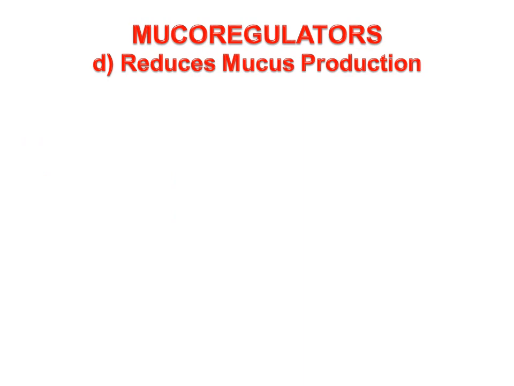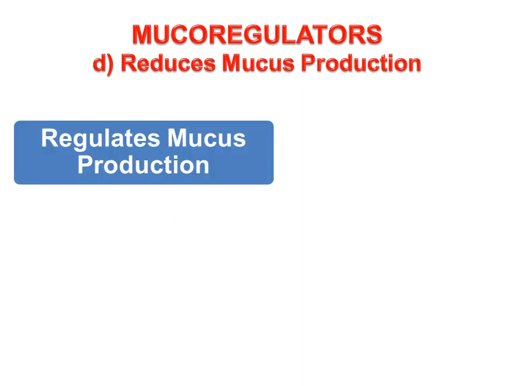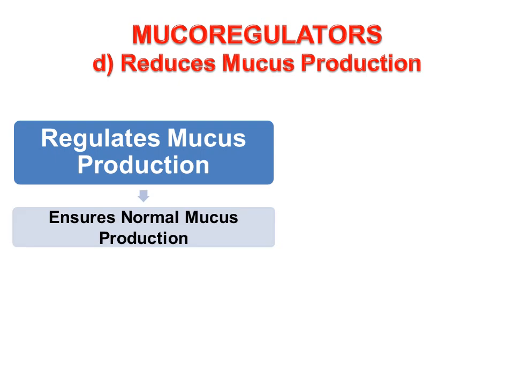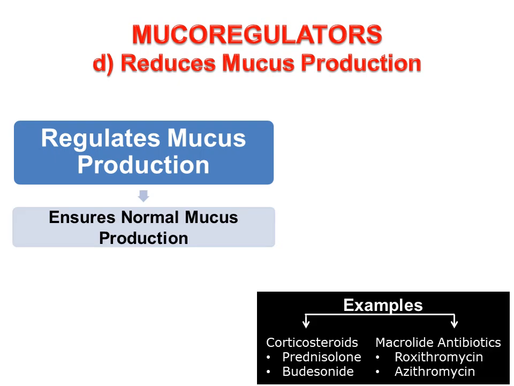Medicines can act as mucoregulators if they regulate mucus production, that is, ensure normal mucus production. Examples are corticosteroids, molecules of which are prednisolone and budesonide, and macrolide antibiotics, molecules of which are roxithromycin and azithromycin.